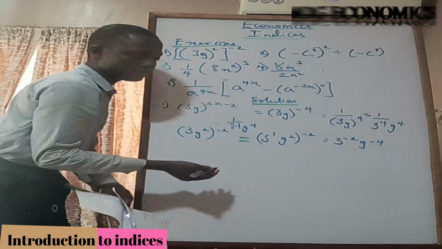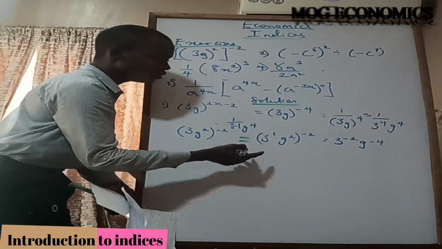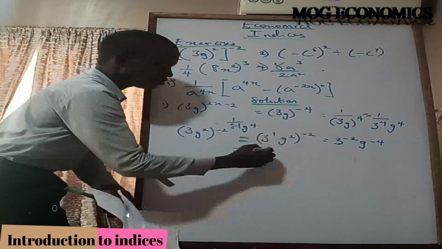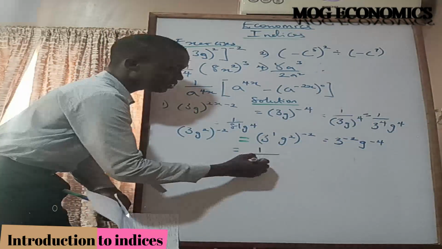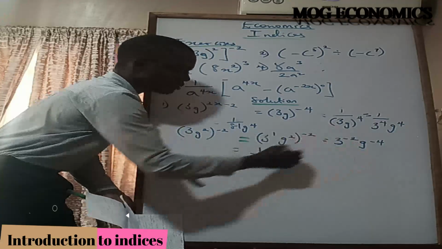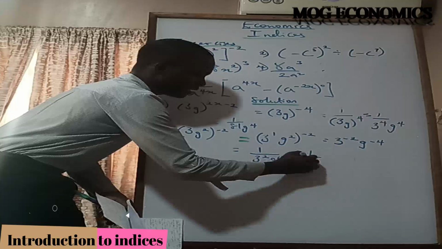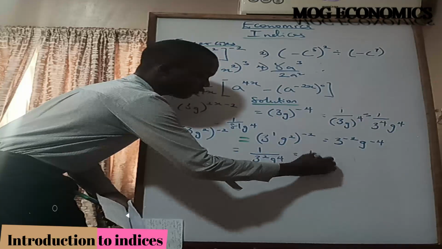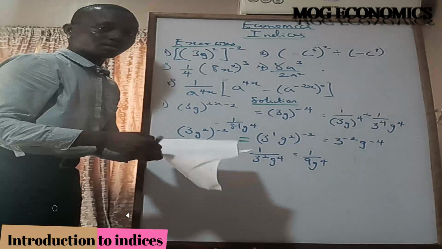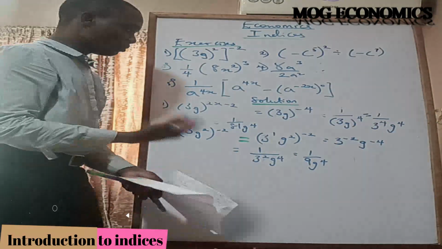So you can see that things are different here. When you continue with that, 3 raised to power minus 2 is just 1 over 3 squared, and g raised to power minus 4 is just 1 over g raised to power 4. So it should have been 1 over 9g raised to power 4. I want you to begin to understand those differences if you never really understood them. It's as simple as that.